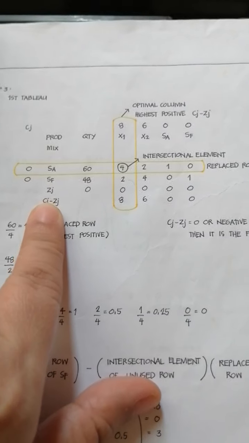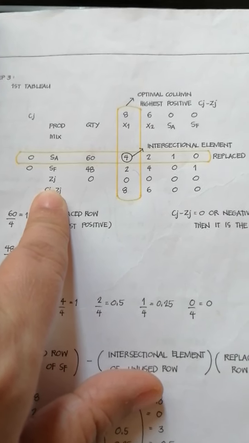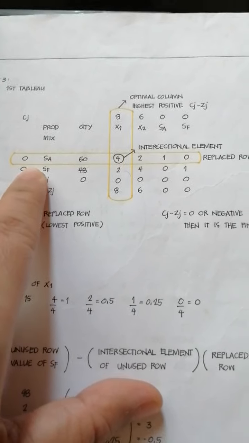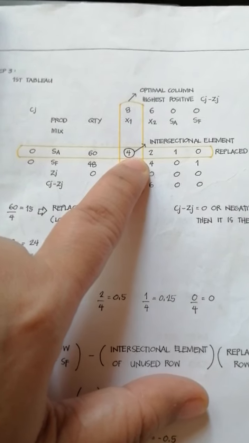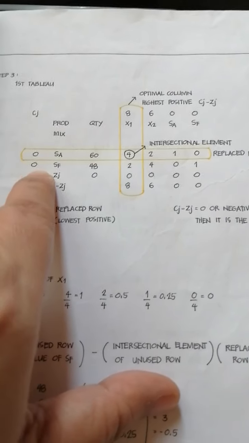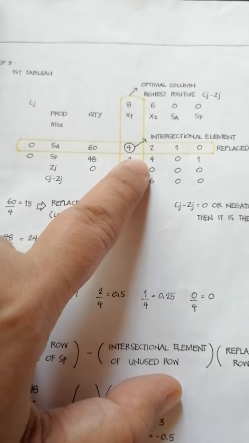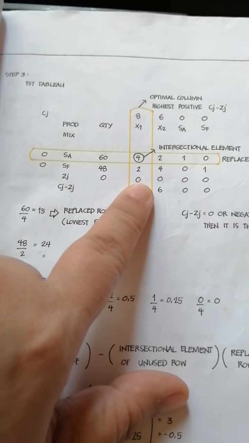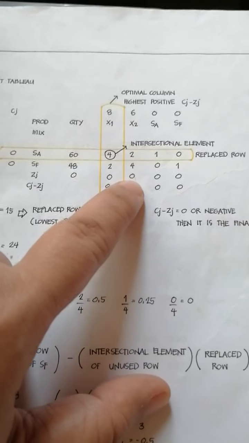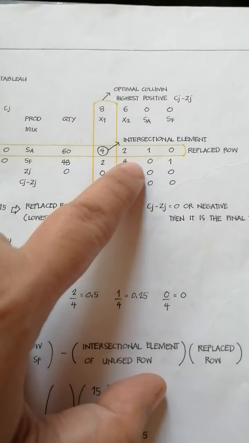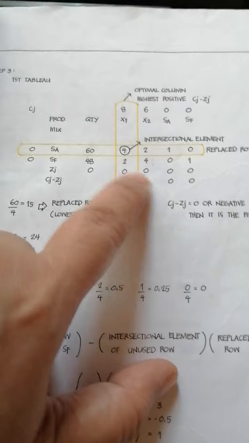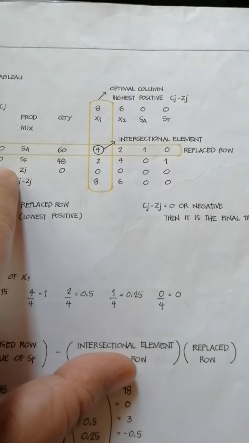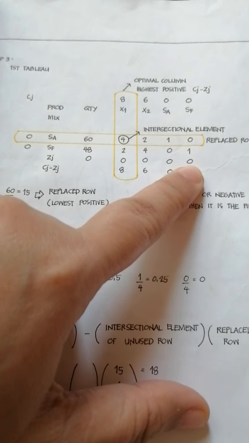Okay, so what is ZJ? ZJ is the total profit. How are we going to compute it? The CJ of SA multiplied by the value that you have here, which is 4, plus the CJ of SF multiplied by 2. So all numbers multiplied by 0 is 0. The same thing here, it's also 0. Why? 0 times 2 plus 0 times 4 is 0. The next one, 0 times 1 plus 0 times 0 is 0. And again, this one is 0.